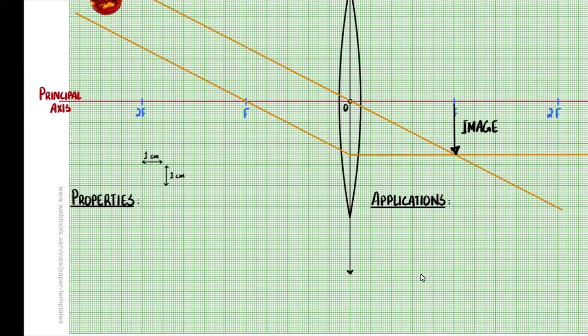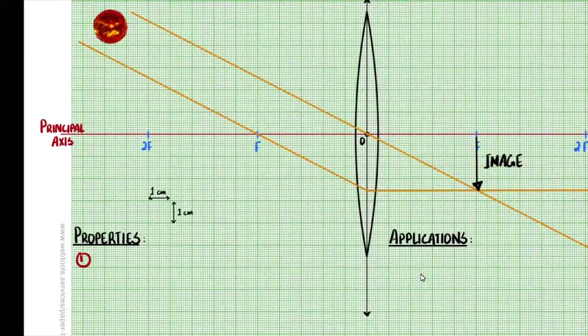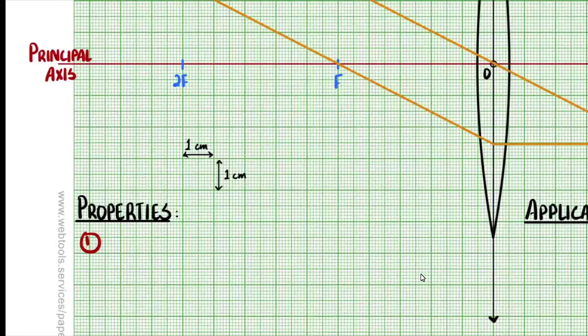First of all, the question that I would ask is: is this image upright or inverted? For example, if I ask you to imagine this arrow here, the image is upside down, so I would say this is inverted as opposed to upright. This is inverted.